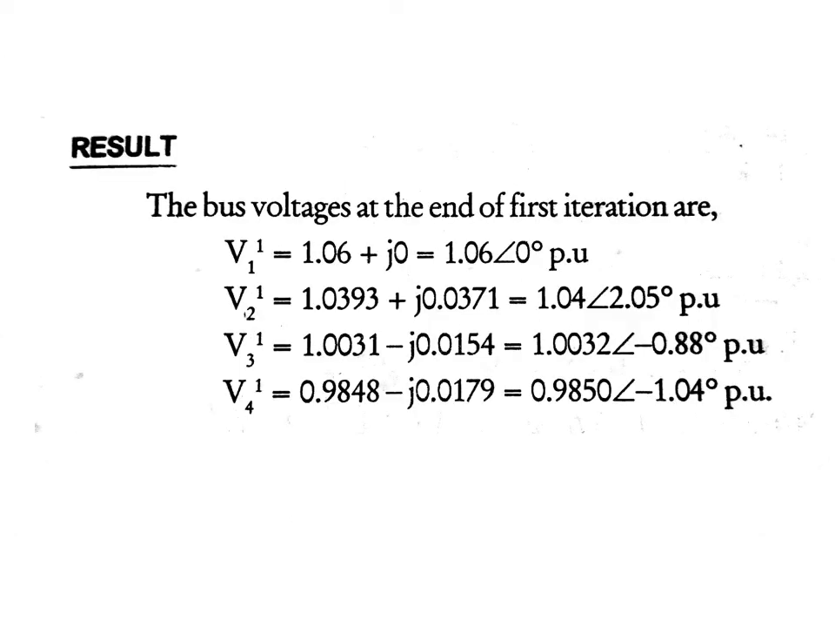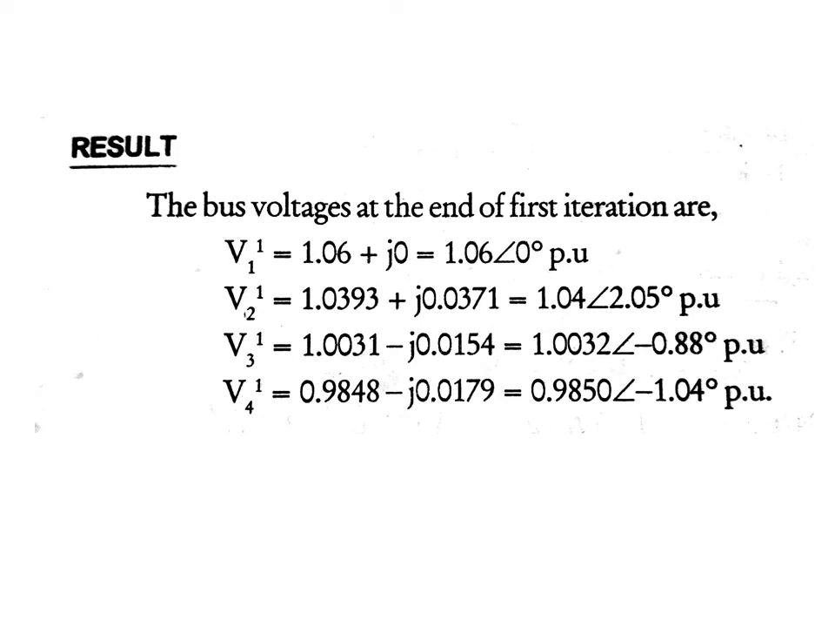So at the end of first iteration of all the buses, we have obtained the results of voltages at each bus as shown. You can see V1 of 1, that is the voltage of first bus at the end of first iteration, is 1.06 angle 0, and this value will not change because bus 1 is a slack bus. Its voltage and angle will not change at any iteration.